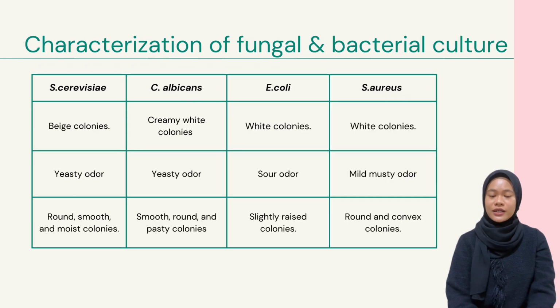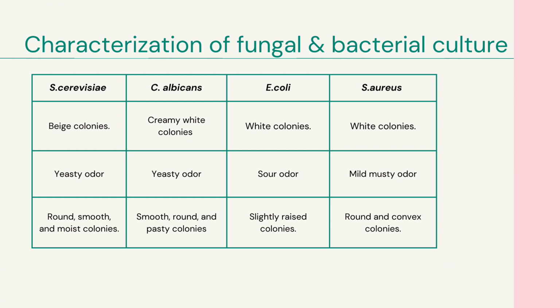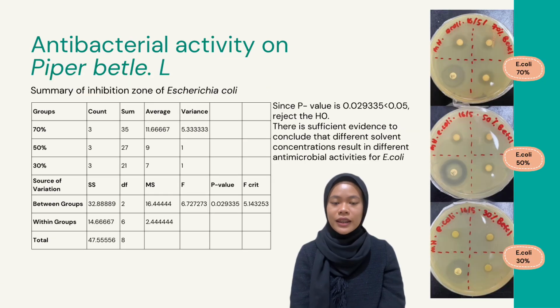For fungal colonization, the culture has a yeasty odor and the shape is round and smooth. For Saccharomyces, the colonies were moist and rich in color, while Candida has a white creamy color and pasty colonies. For bacterial culture, they were white colonies. E. coli has a sour odor and slightly raised colonies, while Staphylococcus has a mild musty odor and the shape is round and convex colonies.